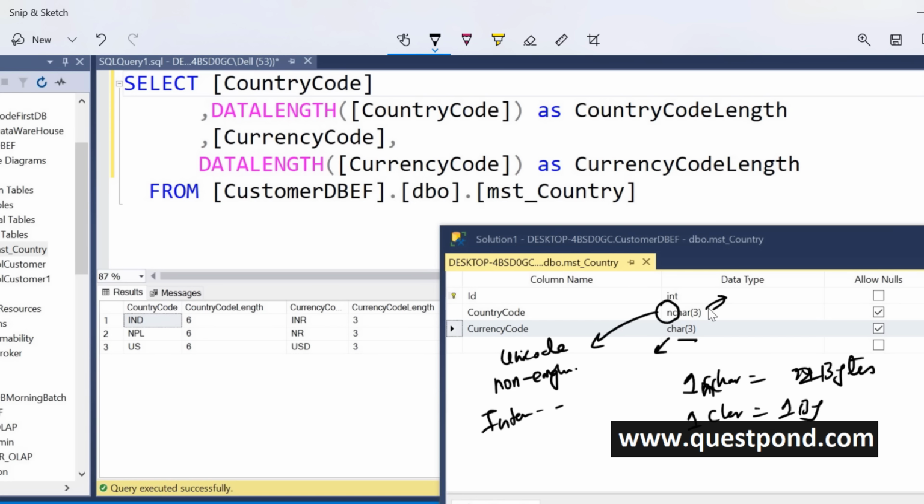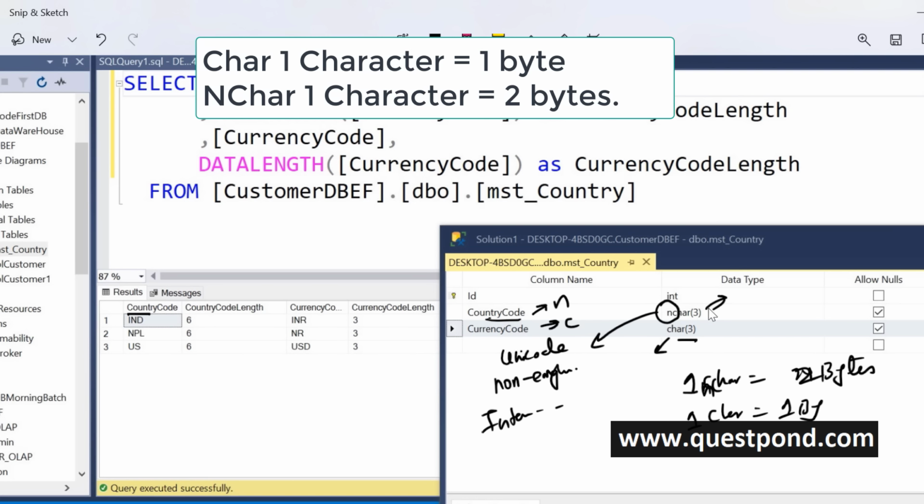So if you see here, this country code is nchar, while currency code is char. So country code here is just 3 characters, but it has taken 6 bytes. Look at currency code, 3 characters, but it has taken only 3 bytes. So remember that, yes, when you use n, you can store non-English characters, but at the same time, the size also increases. So the difference between char and nchar is nchar helps you to store non-English characters or Unicode characters, while char helps you to only store pure English characters and 0 to 9 numbers and so on. And the time you say nchar or nvarchar or ntext, for one character, it will take 2 bytes.